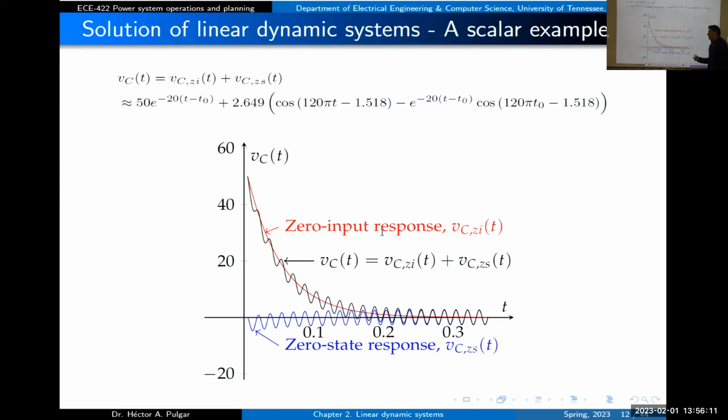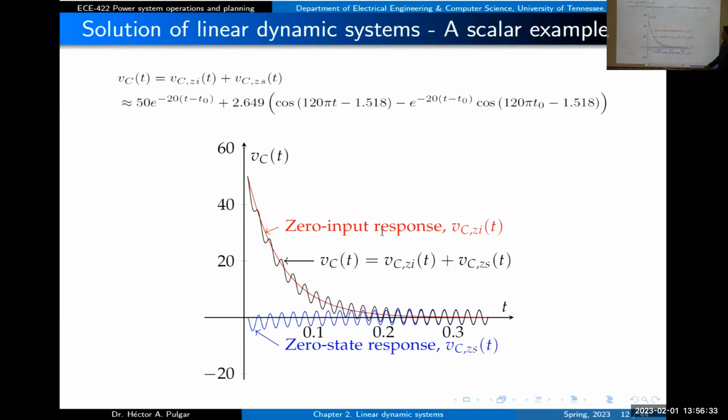If we just consider the zero input response, we will have the curve in red, which shows in this case that you have a change from the initial condition, and it will decay exponentially until we reach zero. That's the natural response of this circuit.